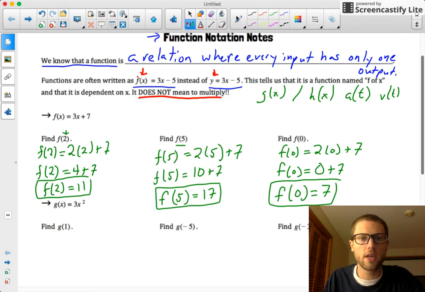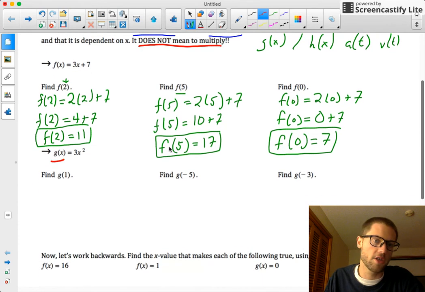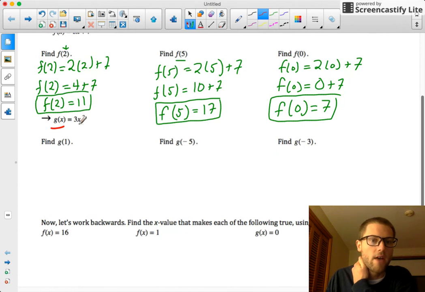So let's see what it looks like now with a different kind of function. It doesn't have to look like this y equals mx plus b form. Here we have a new function. We're going to name this function g of x, and it just has a different rule. The rule means for this function, if you have an x, you're going to square it and then multiply it by 3.